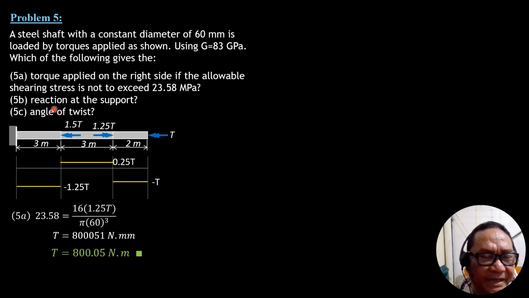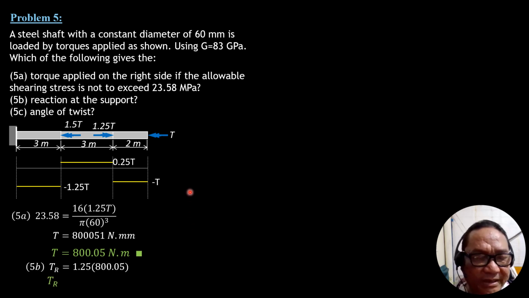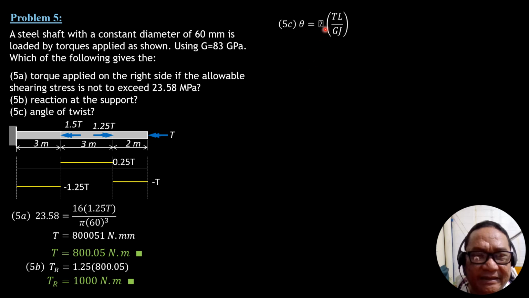For B, the reaction at the support is 1.25 of the torque, so 1.25 times 800.05, that is equal to 1000 Newton meter. Then finally, the angle of twist. The angle of twist is summation of torque times length over GJ. Torque, length and GJ are constant in this problem, so we have summation of torque times length over GJ. So we have different torques here.